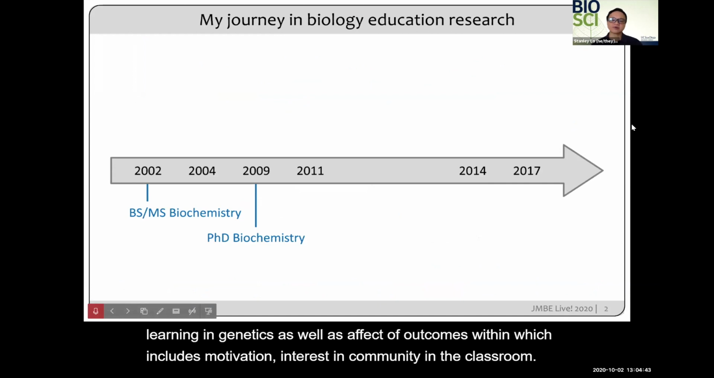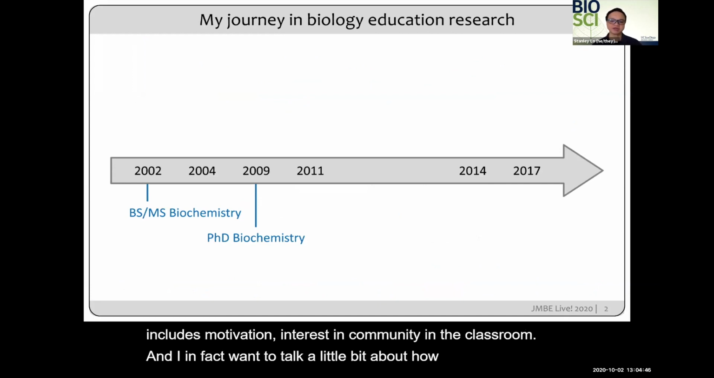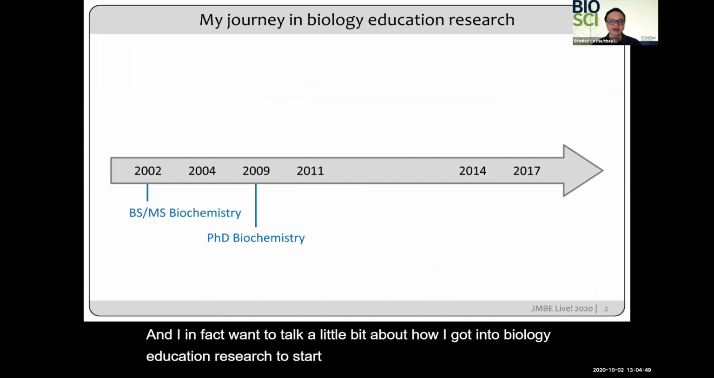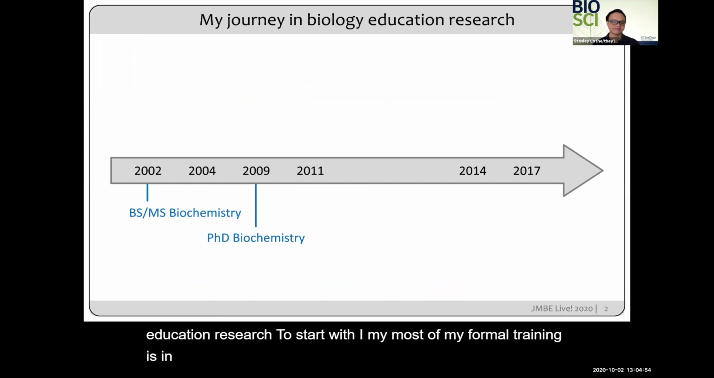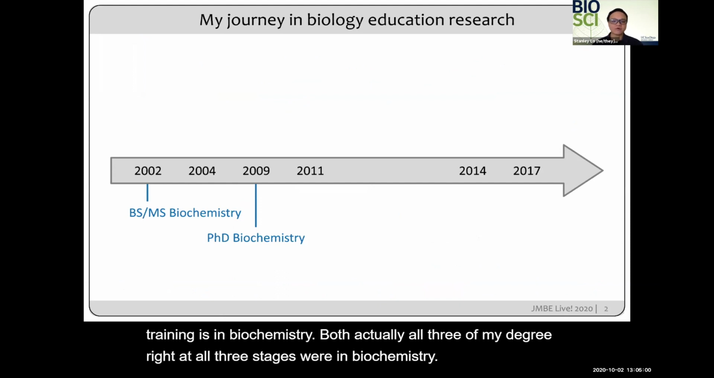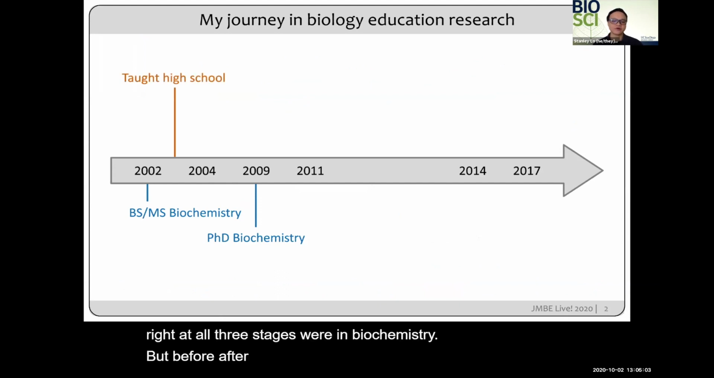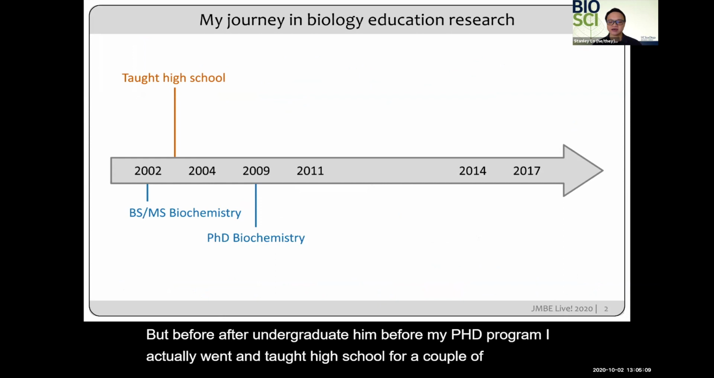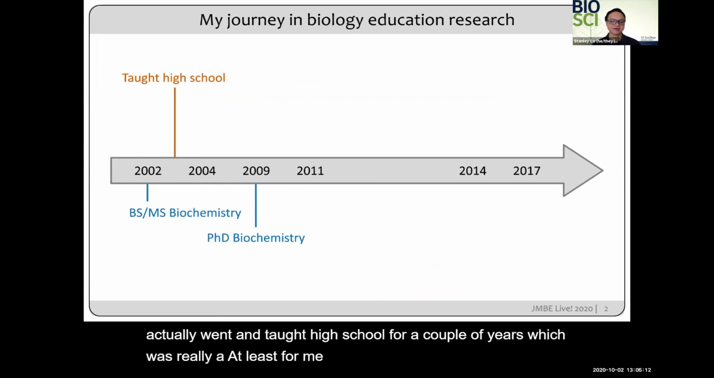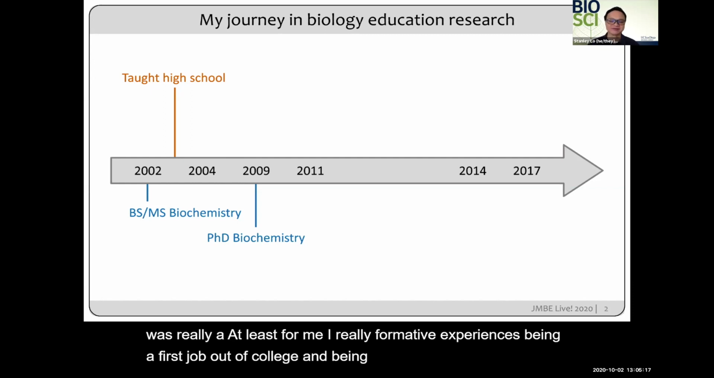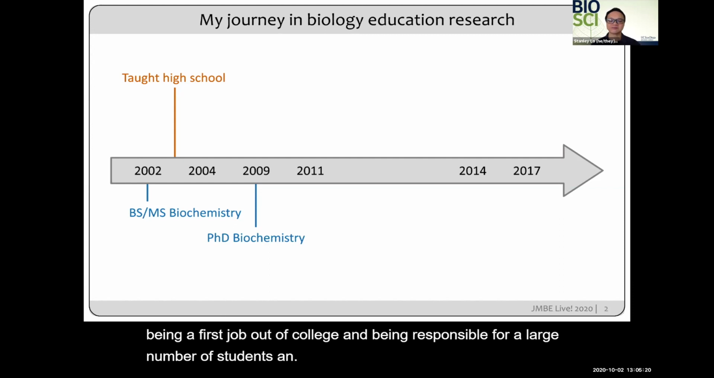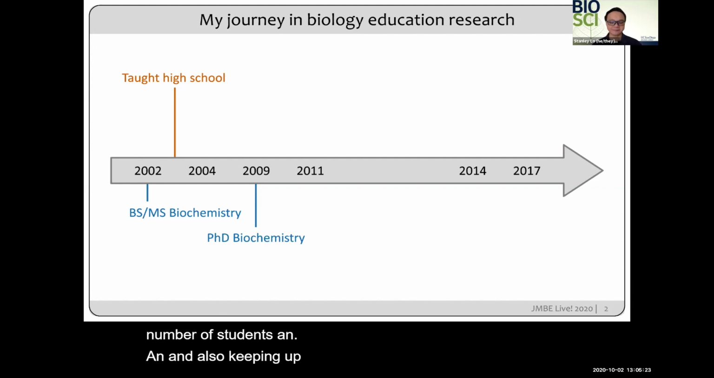And so in fact, I want to talk a little bit about how I got into biology education research to start with. Most of my formal training is in biochemistry. Actually, all three of my degrees, at all three stages, were in biochemistry. But after undergraduate and before my PhD program, I actually went and taught high school for a couple of years, which was really, at least for me, a really formative experience, as a first job out of college and being responsible for a large number of students and also keeping up with actually teaching the content, right?